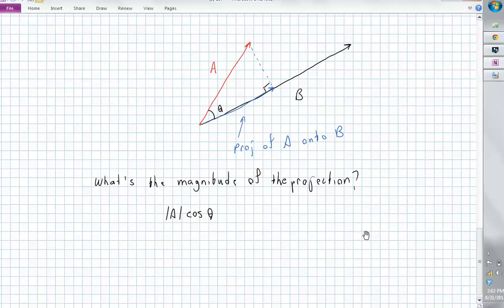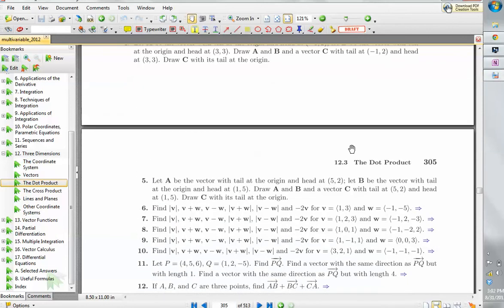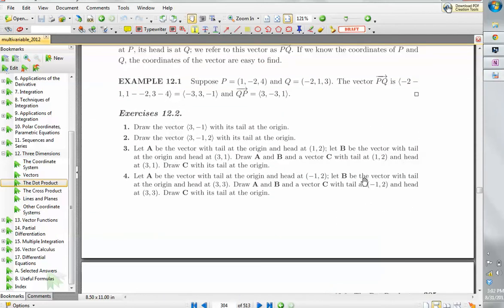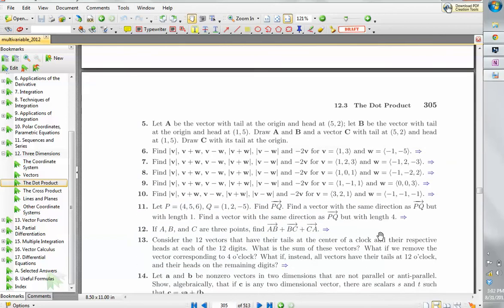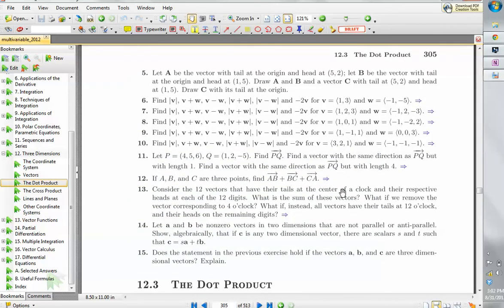As an aside here, I'm going to try to find an exercise in the book. Anybody do 11 yet? Let P be 4, 5, 6. Let Q be 1, 2, negative 5. Find PQ. How do you find PQ? Subtract them, right? Okay, so that we all know.